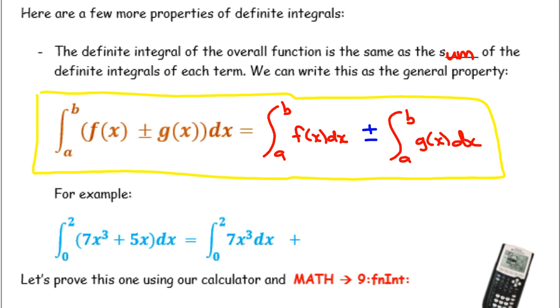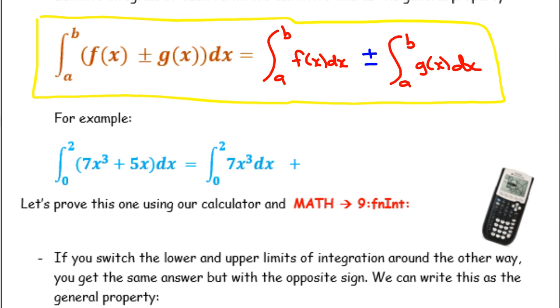It's just a thing that we can do. For example, this is not a new one, this is just pointing out an example. So we're not going to highlight this one here because it's just an example of that one. So for example, if you had something like the integral between x is 0 and x is 2 of 7x cubed plus 5x, you could split it into the integral of 7x cubed plus the integral from 0 to 2 of 5x dx. So no need to highlight that because that's not a new property, just an example of the above one.